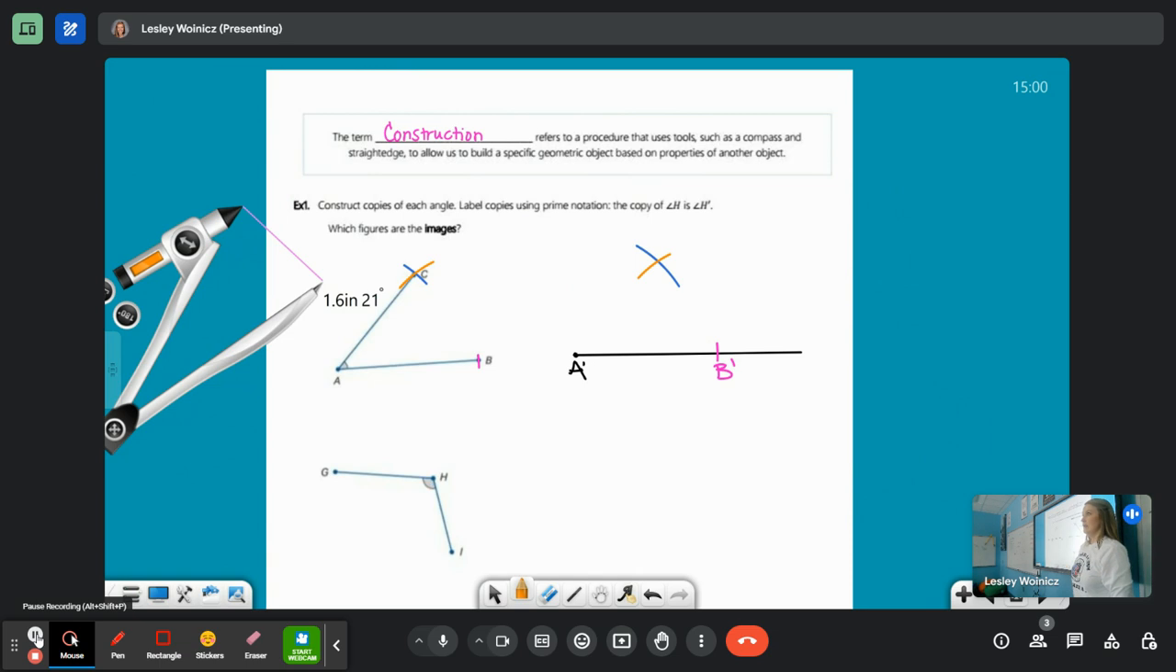Everybody see what happened? And just like that, I know where to put my C prime. Now, here's the part that's easy to mess up if you're not paying attention. It's really easy to accidentally connect those two. Okay, don't do that. Make sure you connect the correct one.